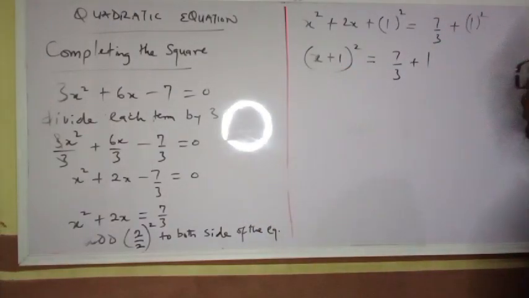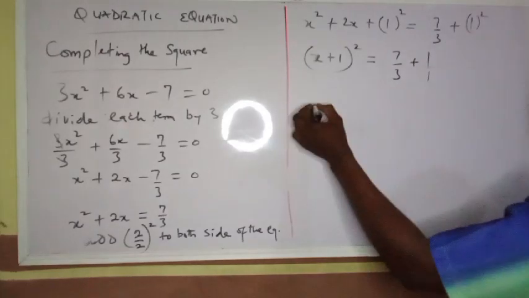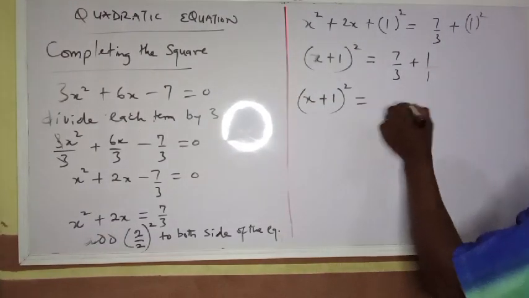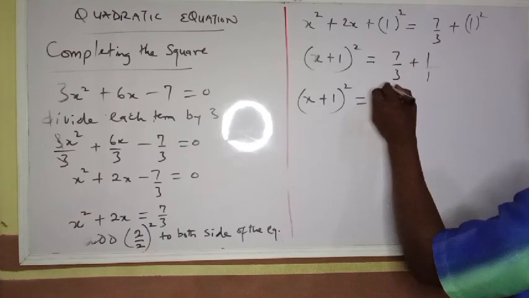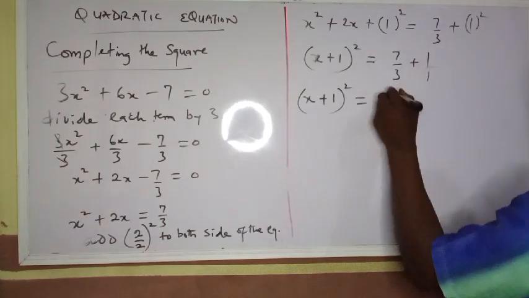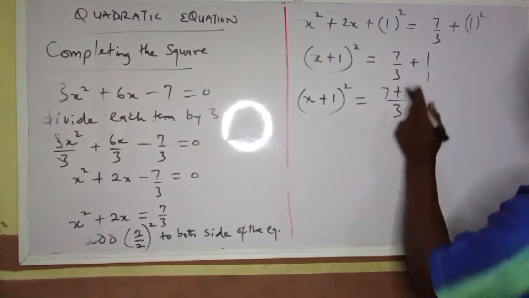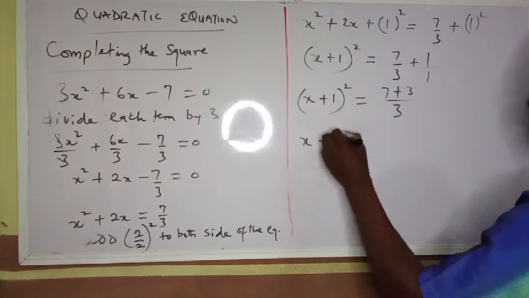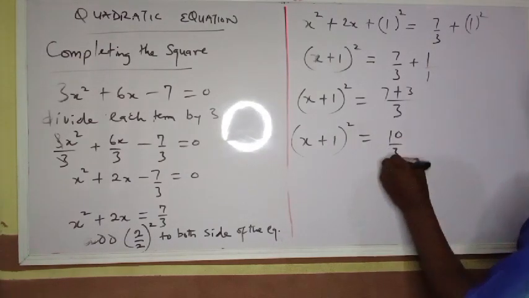The next thing now is, let's try and simplify this fraction. So we have x plus 1 squared is equal to, the lowest common factor is 3. That is 3 into 3, 1 times 7, 7, plus 1 into 3, 3 times 1, 3. So we now have x plus 1 all squared is equal to 10 over 3.